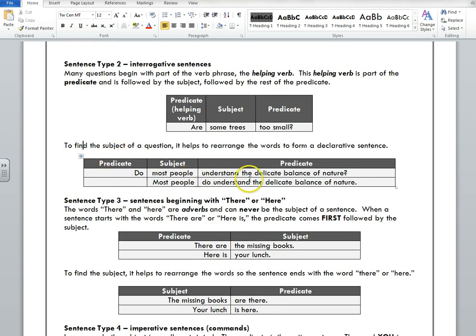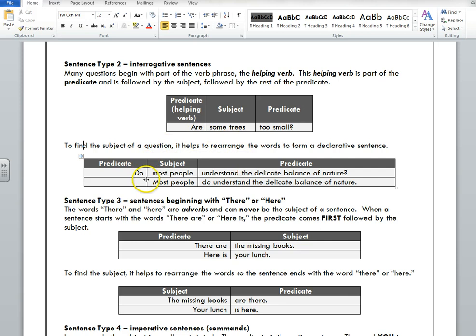It's helpful to remember that this is going to be the sentence structure and you're going to find your subject in the middle. Do most people understand the delicate balance of nature? Helping verb V, subject S, understand is what they're doing. They're understanding. That's a V, and then the rest of your predicate. So we're going to separate our S's from our V's by drawing two lines with our subject in the middle. We got predicate on either side.